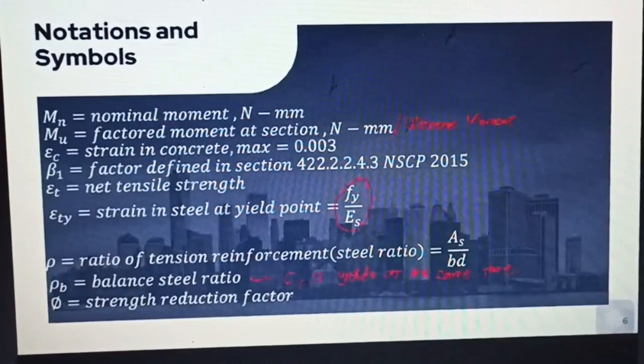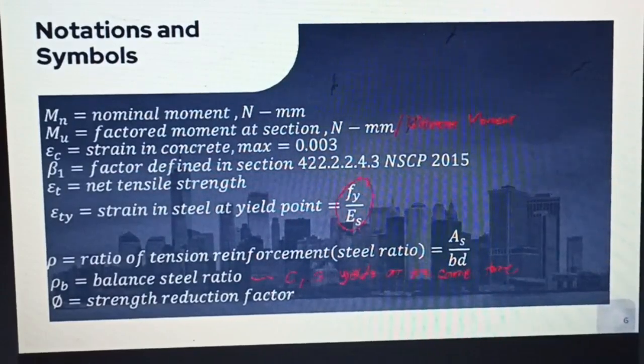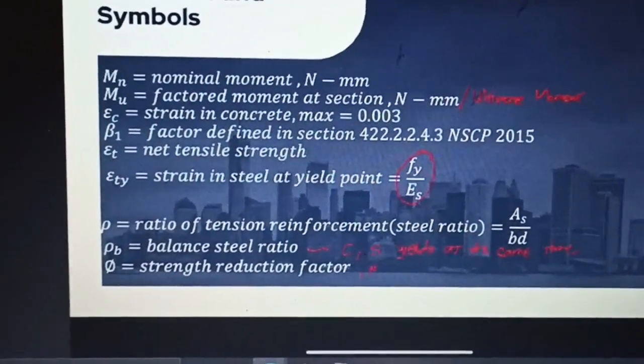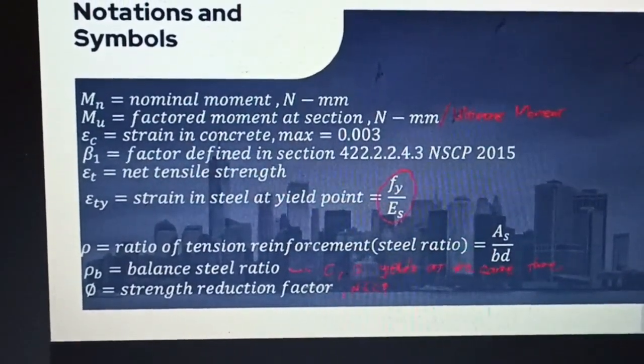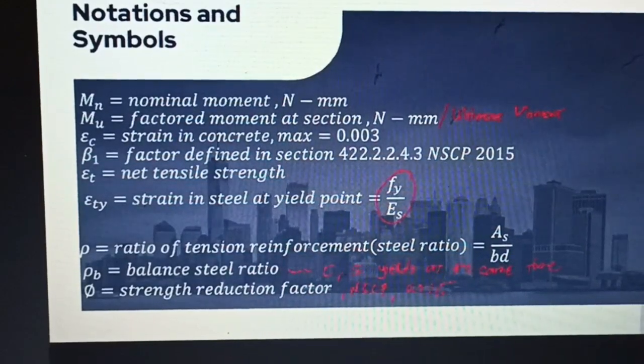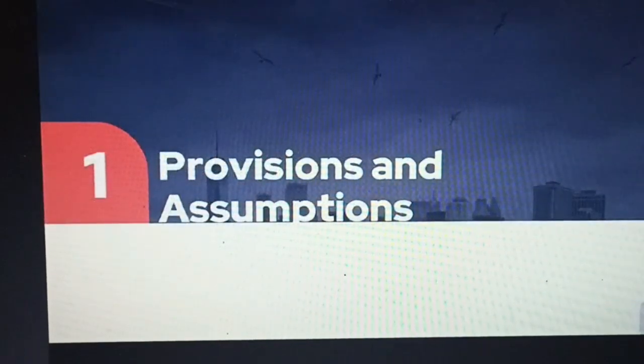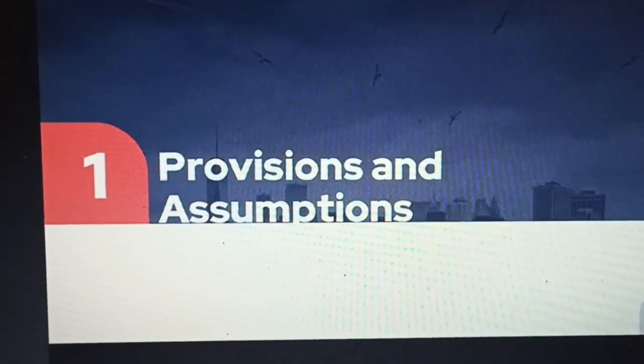And also we have phi, that is the reduction factor, which will be discussed also later on based on your NSCP 2015. So meron tayong iba-ibang phi or strength reduction factor. So these are the notations and symbols na you will be encountering with the ultimate strength design of your beams. So let's take the provisions on the ultimate strength designs and some of the assumptions in this method of designing beams.